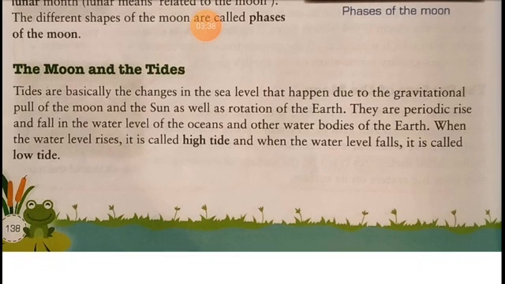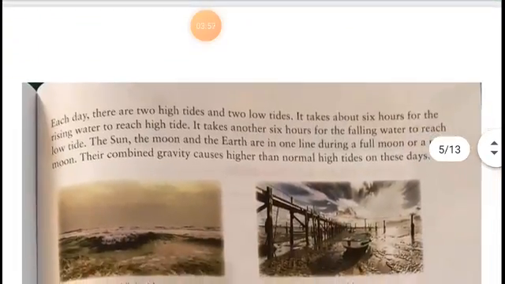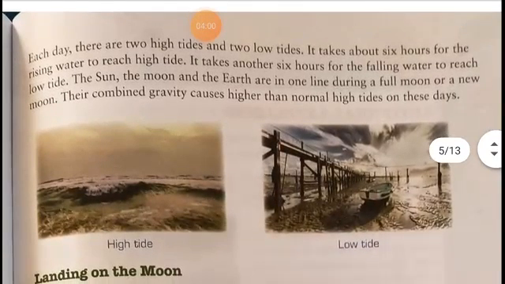When the water level rises high, it is called high tide. When the water level falls, it is called low tide. So these high tides and low tides are because of the moon. Each day there are 2 high tides and 2 low tides because of the position of the earth, the sun and the moon. It takes about 6 hours for the rising water to reach high tide, and another 6 hours for the falling water to reach low tide.